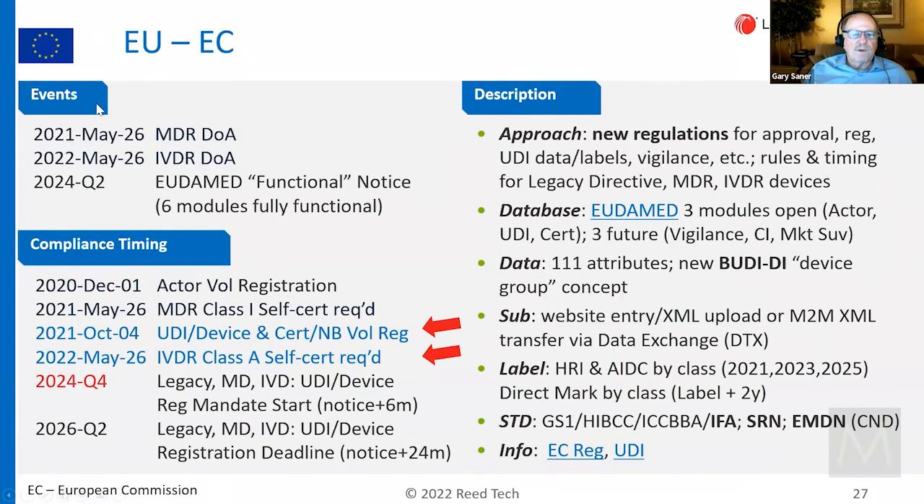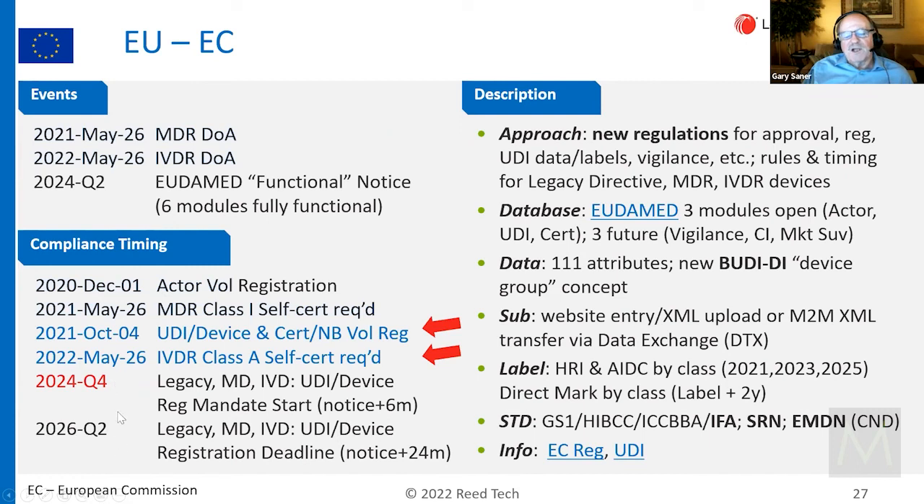This is the summary for the European Union. The 3 dates here that are most applicable: starting in October of 2021, you can start voluntarily registering your UDI, and this is an official registration. And then May of this year, the in vitro diagnostics had the self-certification deadline. And a year ago, this should be old news, your MDR class 1s were needed. And then looking forward, this mandatory 18-month reporting period, end of 2024, going out to the middle of 2026.